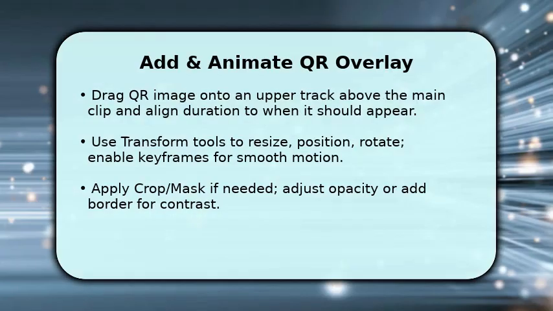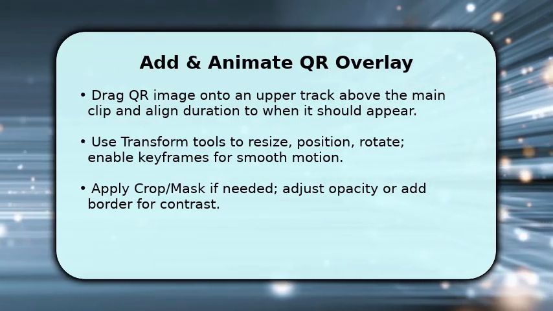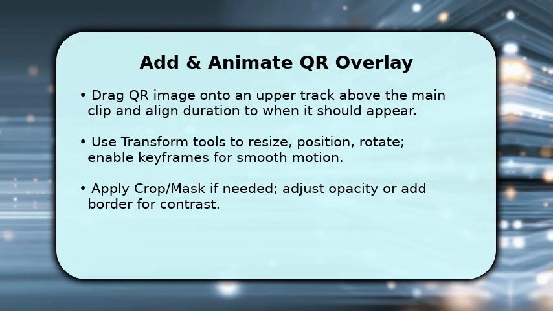Now you place and animate the QR so viewers can scan it. Drag the QR onto a track above the clip and trim its in/out points to control duration. Use transform to scale and position.